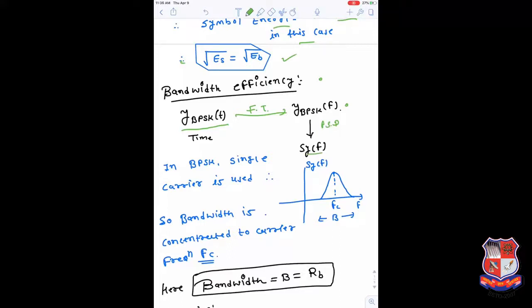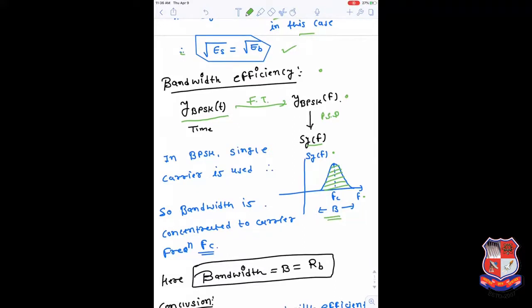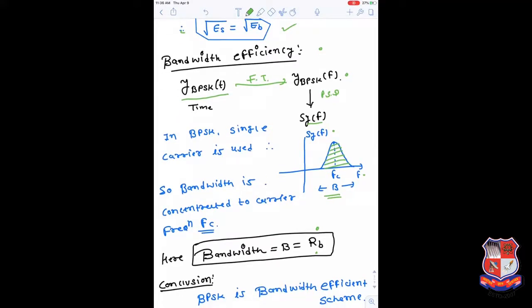If you plot the graph of power spectral density Sy of f versus the frequency f, we get this portion, and in this portion the middle frequency is fc, and the bandwidth of the signal is simply defined by B. That shows the bandwidth of a BPSK signal is a minimum, which is B or Rb, similar or equal to the bandwidth of the ASK signal. So ASK and BPSK signals have the same benefit, but what is the advantage of BPSK? It is less susceptible to noise compared to the ASK signal. So it is a bandwidth efficient scheme because the minimum bandwidth required is B.